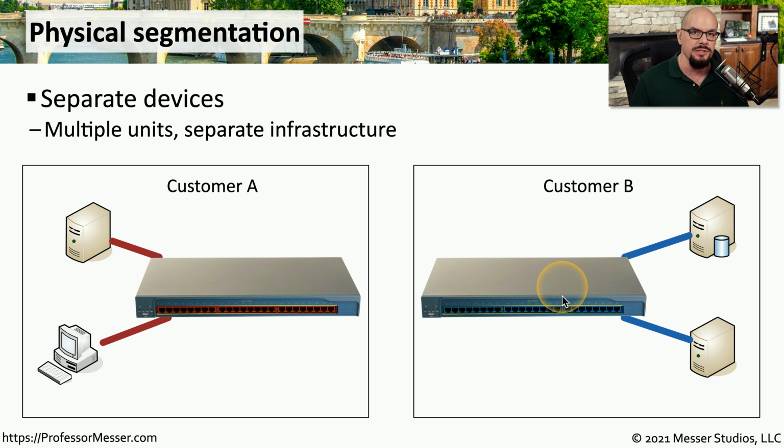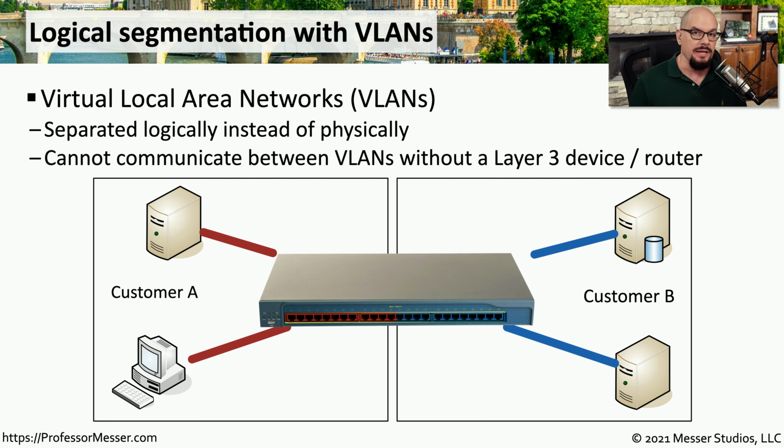Instead of having a physical segmentation, you may want to use a logical segmentation on a single switch using virtual local area networks, or VLANs. VLANs allow you to designate certain interfaces on the switch to belong to one particular VLAN, like the customer A VLAN, and other interfaces on the switch would be dedicated to the customer B VLAN. Even though they are on the same physical switch, you've now segmented these two networks logically within the switch, and anyone plugged into a customer A interface can only talk to customer A resources.